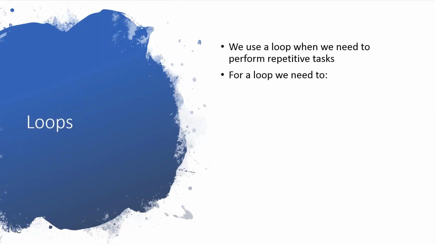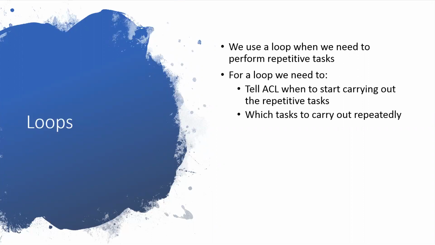Now, if we want to successfully create a loop, we need to firstly be able to tell ACL when to start carrying out these repetitive tasks. So at which point should it start doing these instructions? We need to somehow trigger ACL to start doing these instructions over and over and over. We also need to tell it what these instructions or these tasks are that it must carry out.